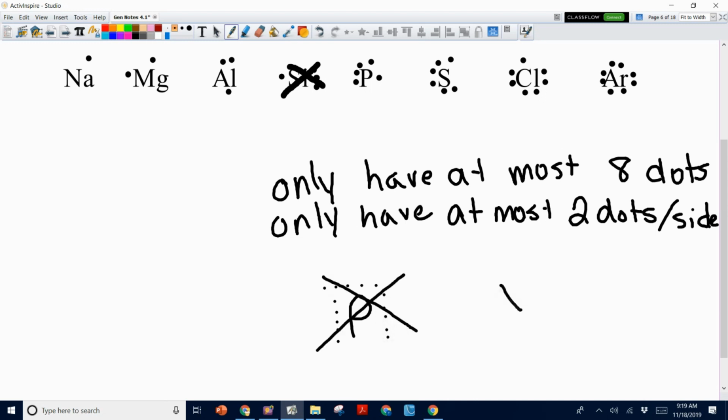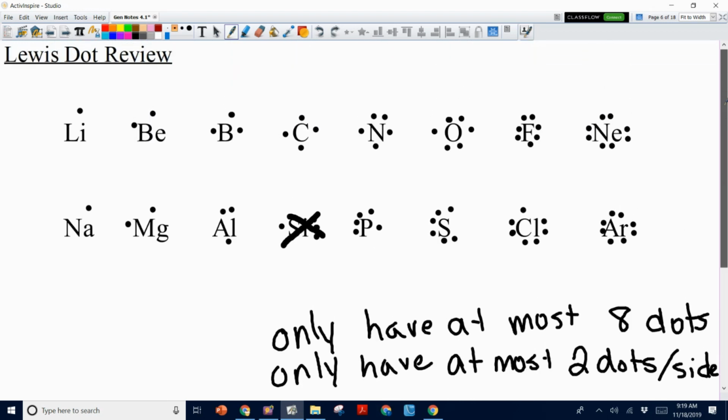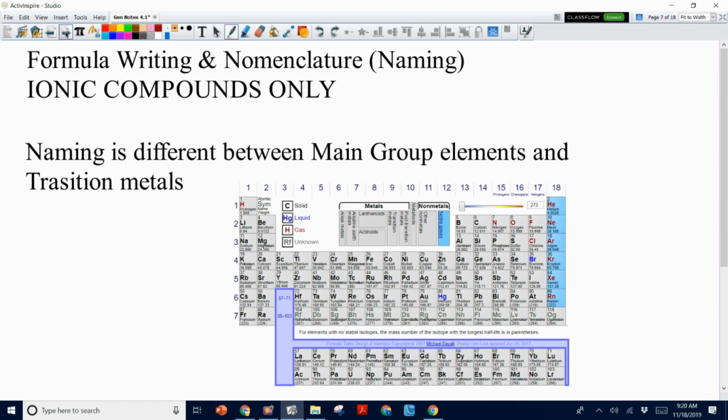So remember, it's only valence electrons. So you'd have no more than 8 ever, and only 2 per side. So don't make this common mistake here. You know, and I know you giggle about that, but it happens all the time. So don't make that mistake.